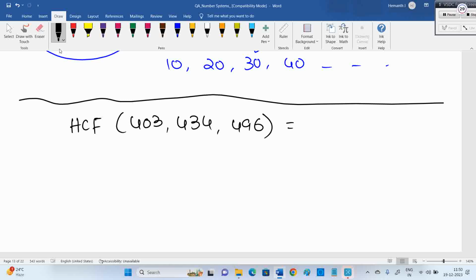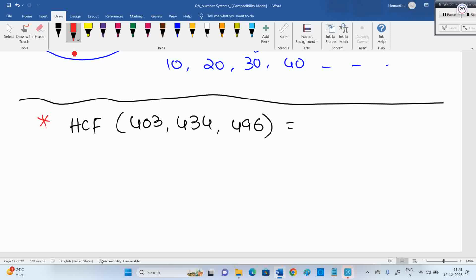See, for LCM or HCF, what we said, right? Given numbers as prime number power, and then common prime numbers for HCF, whereas for LCM, all prime numbers like that. But people will worry, sir, 403 is a big number, writing in prime number power takes time. 434 also, writing prime number power takes time. 496, it will take more time. So then what's the alternate? Listen, this is an excellent shortcut to calculate HCF for big numbers.